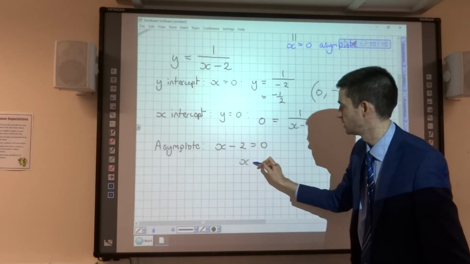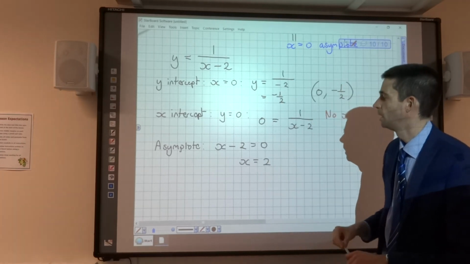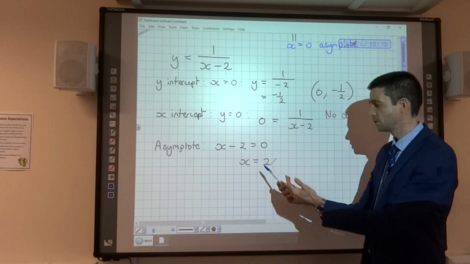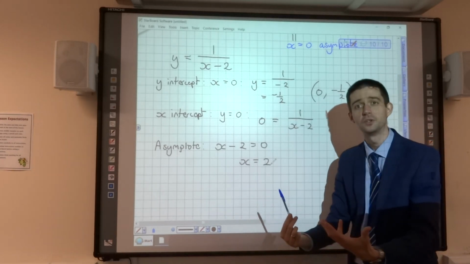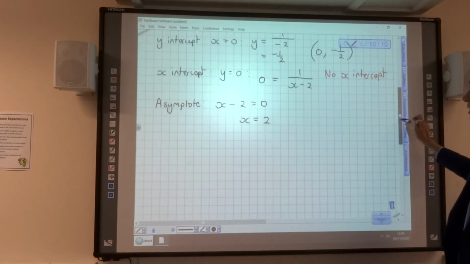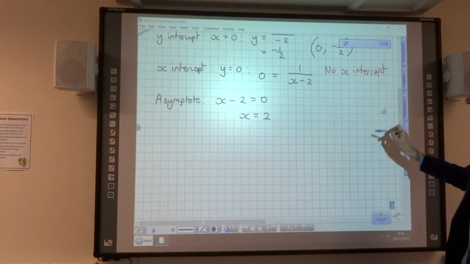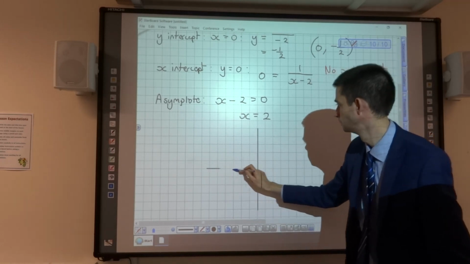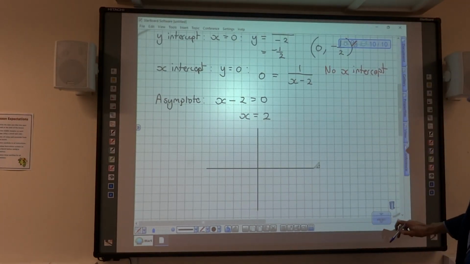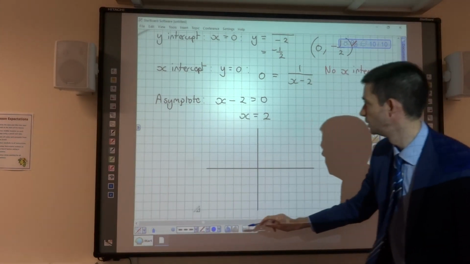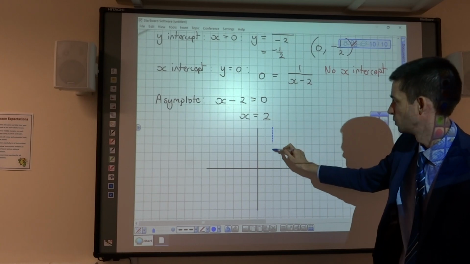So solving this, I get x equals 2, and if x was 2, I'd be trying to divide by 0, but I can't do that, so x equals 2 is not a valid input to the function, it gives us an asymptote. So what I'm now going to do is draw my axes, plot the relevant information on there. So I've got my axis here, I'm going to put in a dashed blue line for my asymptote at x equals 2.